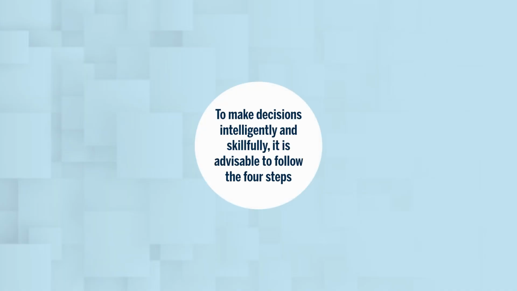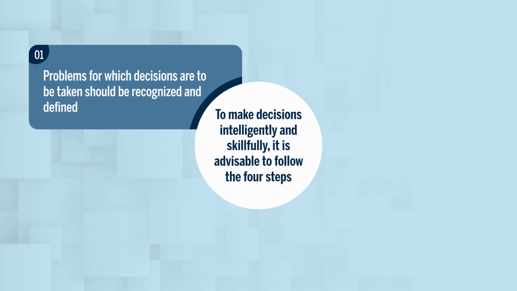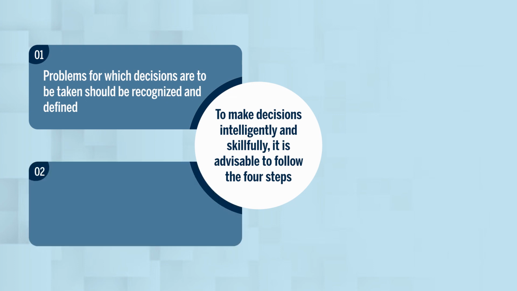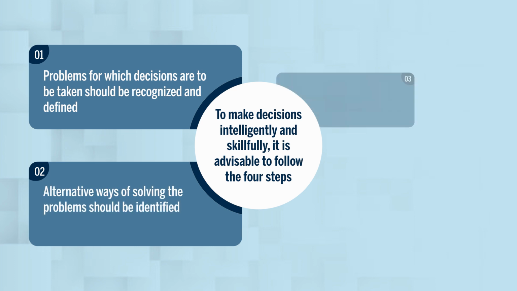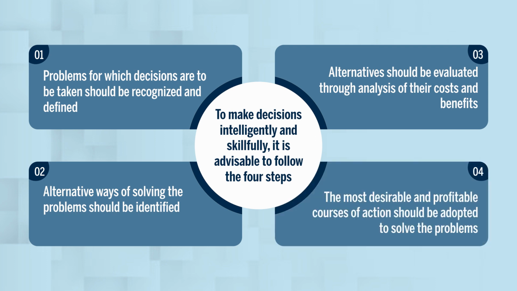To make decisions intelligently and skillfully, it is always advisable to follow the 4 steps. So, friends, we are going to discuss now the decision making process. The first step: problems for which decisions are to be taken should be recognized and defined. The second step: alternative ways of solving the problem should be identified. The third step: alternatives should be evaluated through analysis of their cost and benefit. And the last step: the most desirable and profitable courses of action should be adopted to solve the problems.